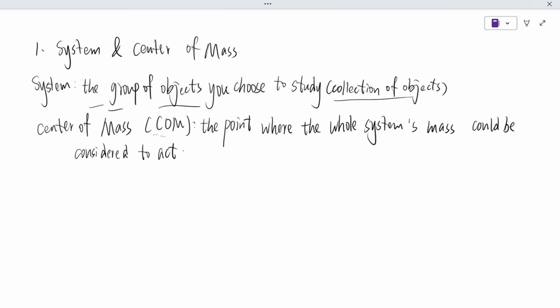Next, the center of mass, or COM in an easier way. The center of mass is a point where the whole system's mass could be considered to act. In AP Physics 1, we'll only discuss how to find the center of mass of one or more objects with equal mass distribution. So let me give you an example. This is a basketball. This is a situation for one object. The mass is equally distributed, so the center of mass is just in the middle.